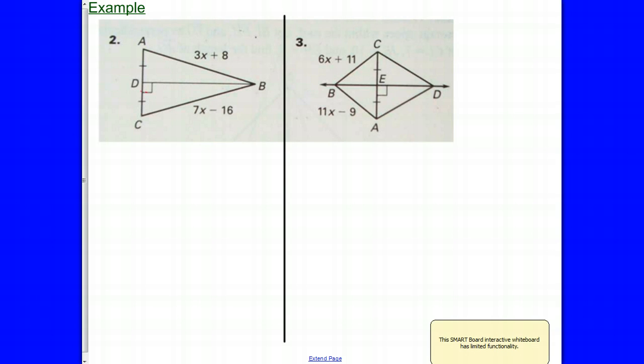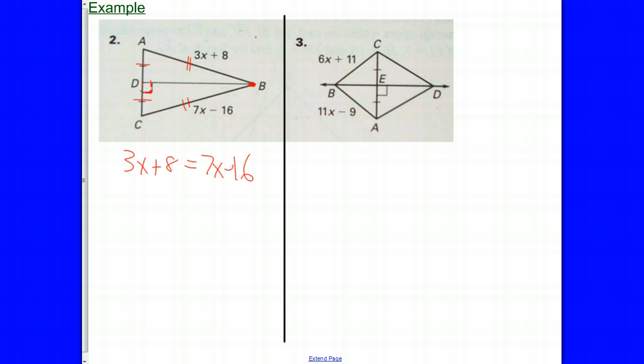On segment BD, we got a right angle right here, so it's perpendicular. We've also got these little tick marks here. That means point D is a midpoint. So this segment BD is perpendicular at the midpoint. It's a perpendicular bisector. So now, point B is on the perpendicular bisector. That means the distance from B to A is the same as the distance from B to C. And there's our setup: 3x plus 8 equals 7x minus 16.